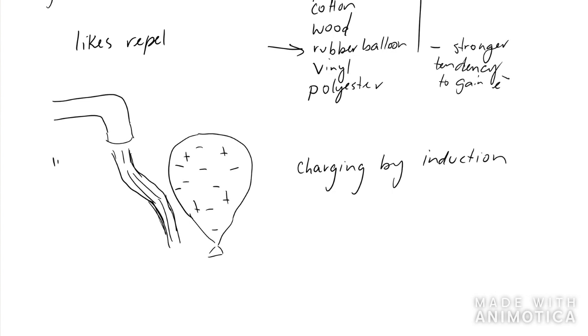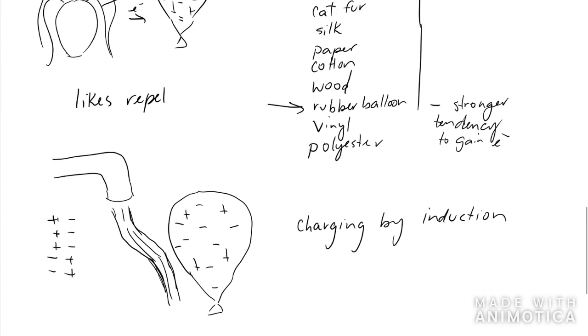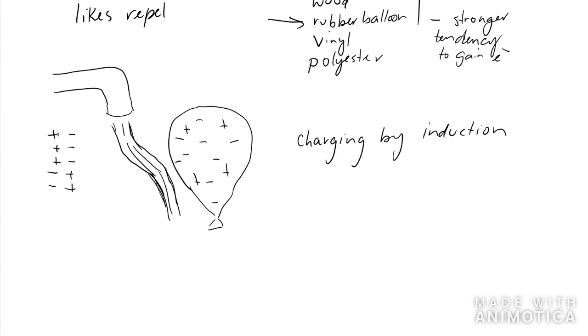So what's happening here is that the water is neutral. There are an even number of positives and negatives in the water. But when you bring this negatively charged balloon near the water, the negatives in the balloon will repel the negatives in the water, and the electrons will actually move to the far side. Your positives won't move because they can't. They're in the nucleus. But your negatives will all flee to the far side, as far away from the balloon as they can.